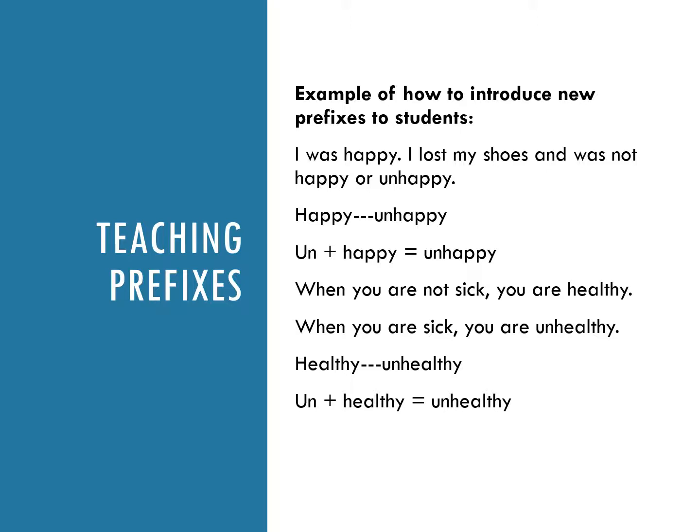If they were reading this text and it says, I was happy. I lost my shoes and was not happy, or unhappy. So you would want to show the target word in the sentence, then show the new prefix, which is un, and then show the target word without the prefix. So it's happy, which turns into unhappy when you add the prefix. And then you want to define the prefix to help the students, or find synonyms. So you're going to explain to them, un means not.